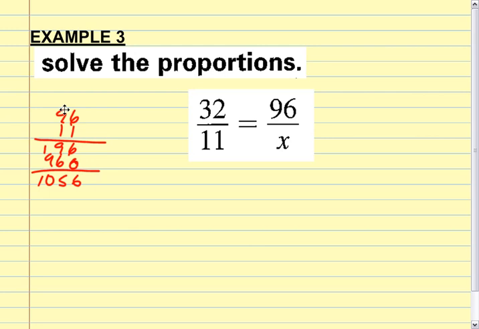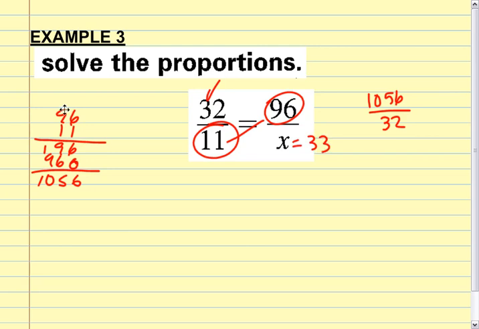Okay, so Emma says I got 1,056. Now, Emma, what do I do with this 1,056? I cross multiply the two numbers I could and divide it by the one that goes with x. All right, how many times will 32 go into that? I bet you've already done it on the calculator. 33 times? Beautiful. X equals 33.